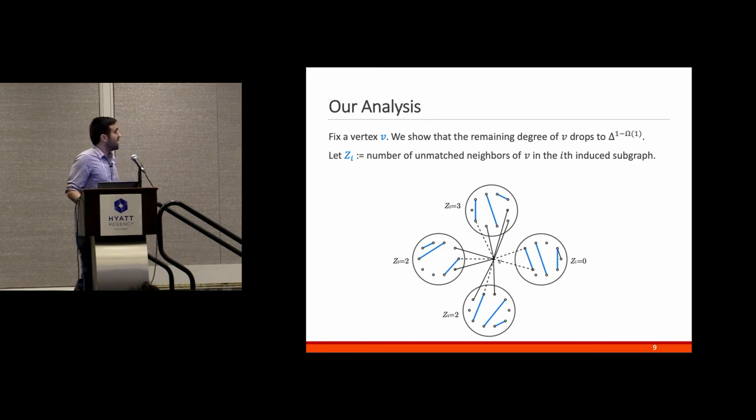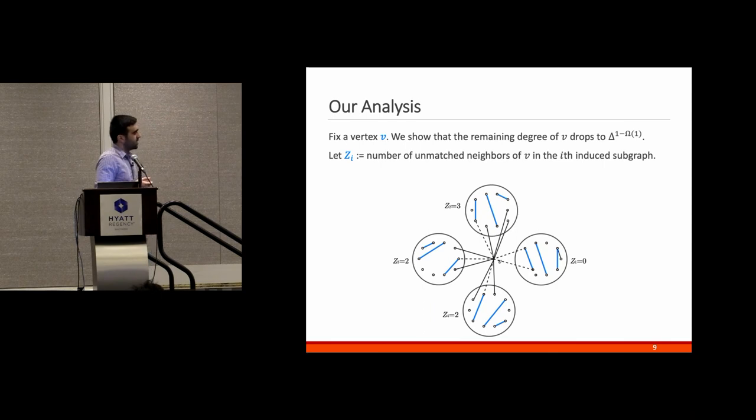Okay, and the main tool that we use is to prove a concentration bound on this random variable, which I will soon define. So recall that we fixed this vertex v. Now suppose that once we have fixed this vertex v, we partition all the other vertices in the graph and compute the maximal matching on these induced subgraphs. And for any partition i, we define z_i to be the number of unmatched neighbors of this node v in that subgraph.